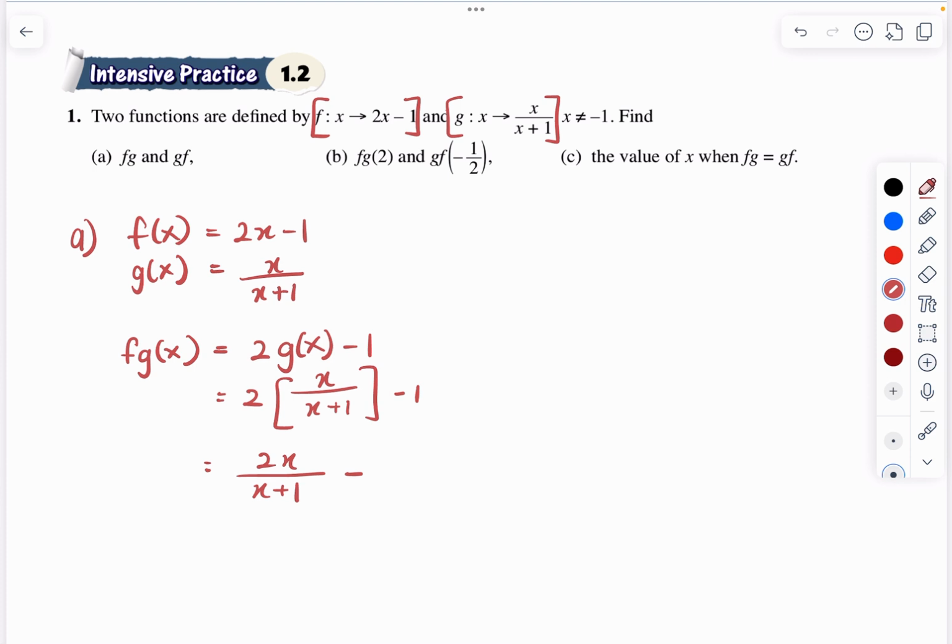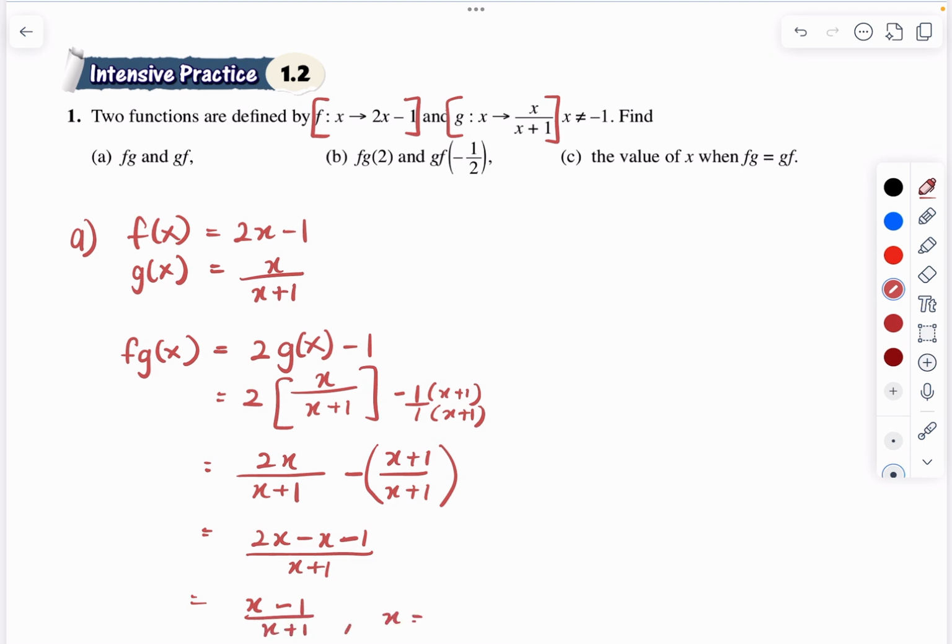Okay, so since this is a fraction, we want to make the denominator the same. So you will get x plus 1 over x plus 1. Okay, this is 1 over 1. So both up and down you times x plus 1. Okay, so we get 2x minus x minus 1 divided by x plus 1. So 2x minus x is x. So x minus 1 over x plus 1.